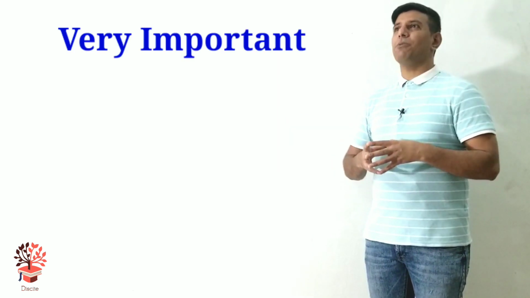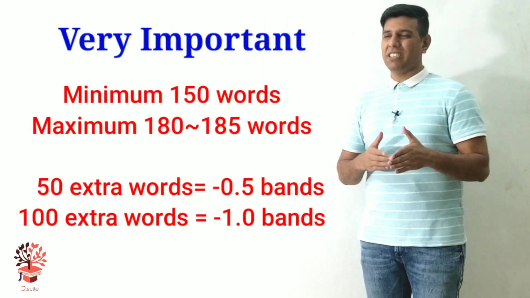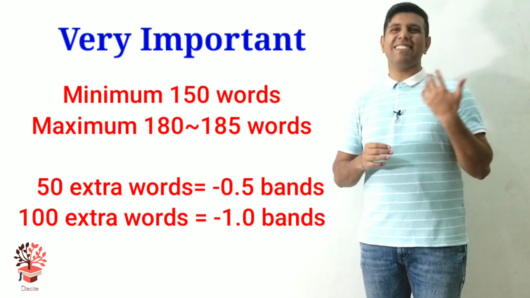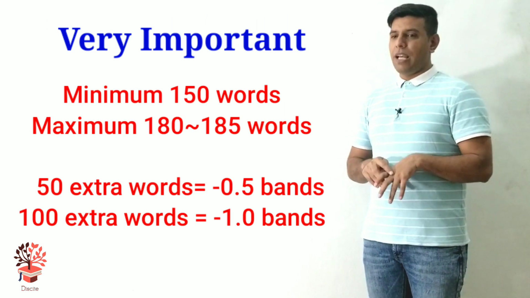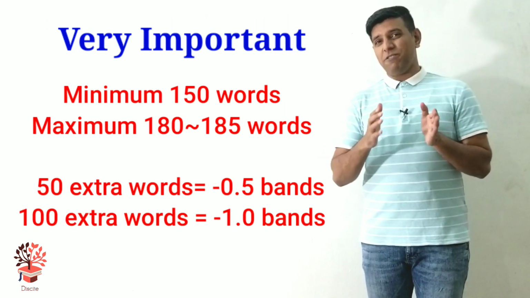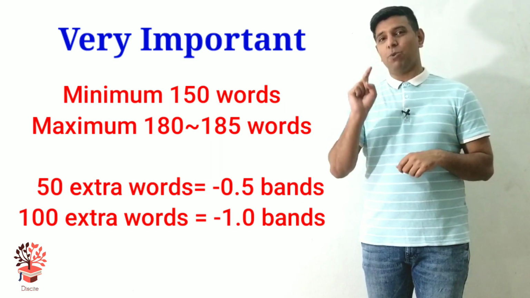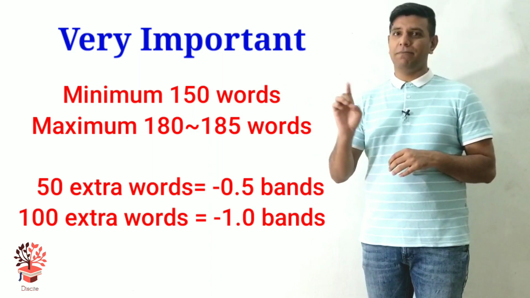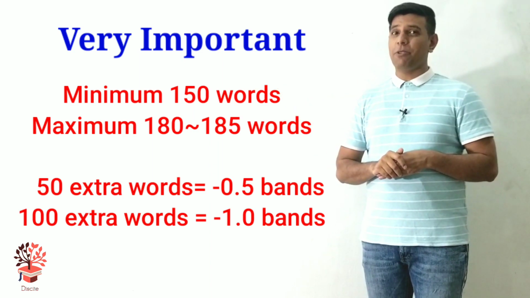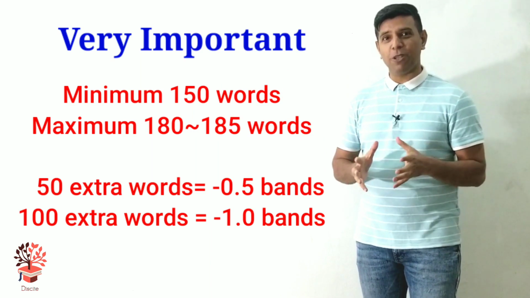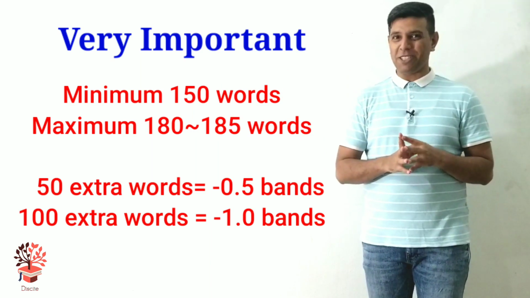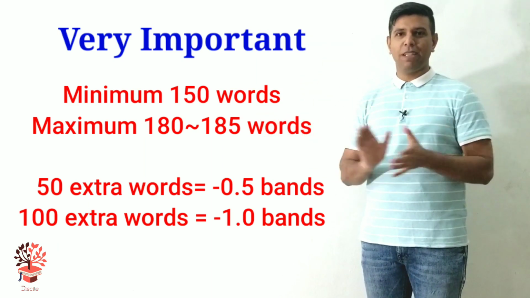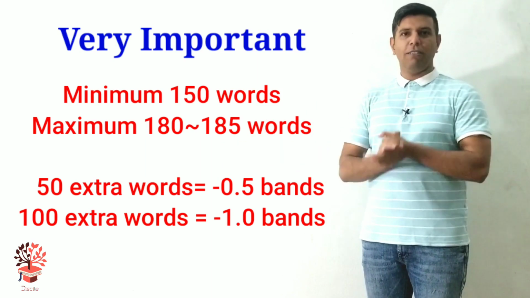Remember, we have to write a minimum of 150, but a maximum of 180 words. If you write around 200, 200 plus, that's not good. And some examiners believe that if you write 50 words extra, you're going to lose 0.5 bands. And if you write 100 words extra, you're going to lose a band. And that's from a very credible source, from one of the British Council trainings. So I wouldn't risk writing 200 words in a graph. 180, 185 maximum, that's it. I'm not going above that. If your teacher tells you to do it, well, good enough.